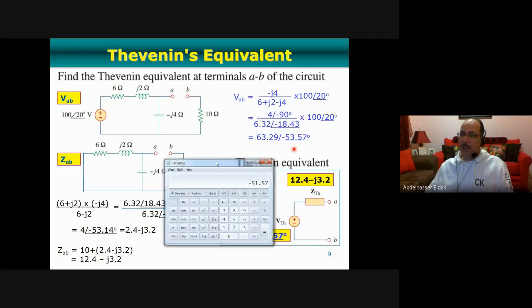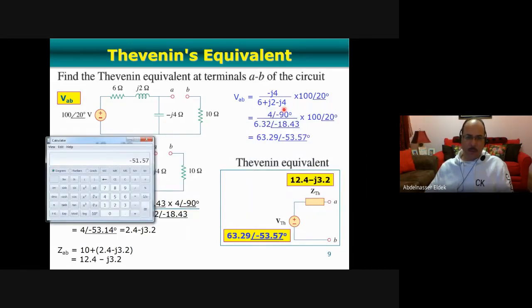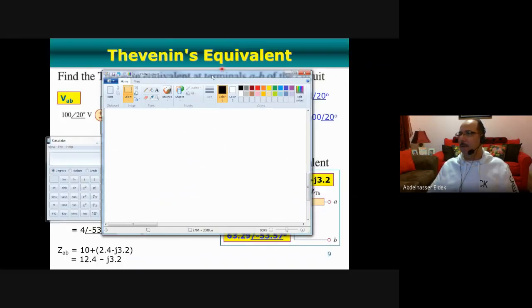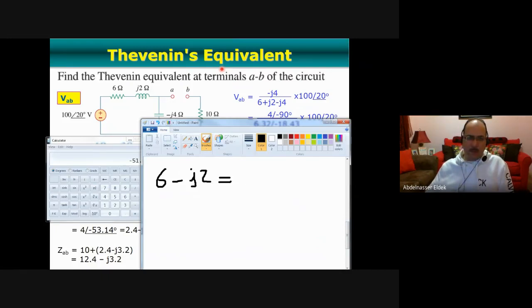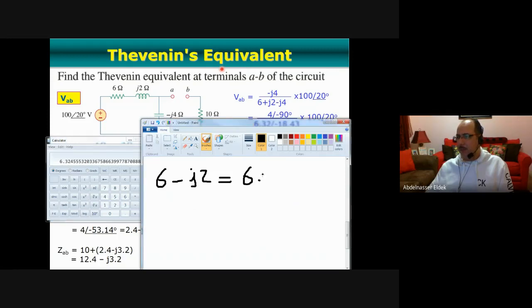One thing to remember here is how to convert from real and imaginary to phasor. So remember what we said before. We know that this one is 6 minus J2. The amplitude is the square root of 6 squared, which is 36, plus 2 squared, which is 4, equal to 6.32. So it is 6.32.